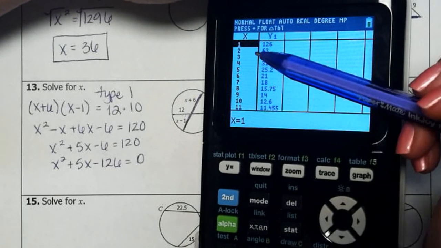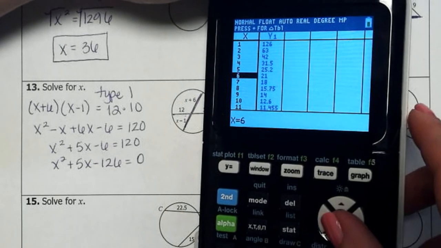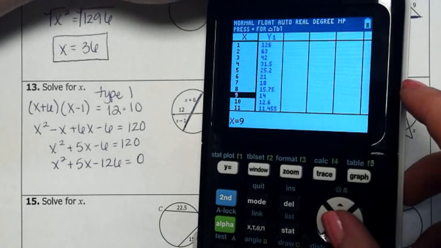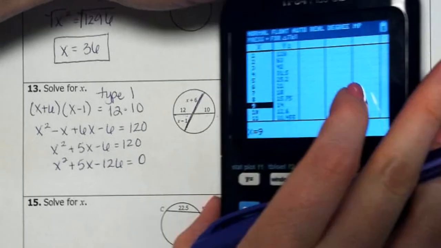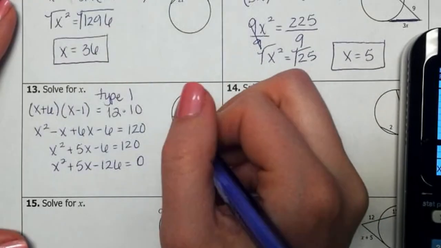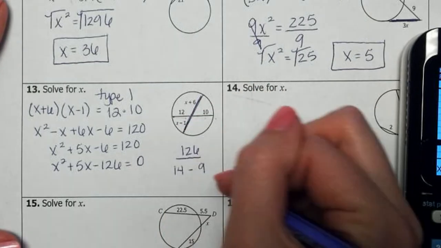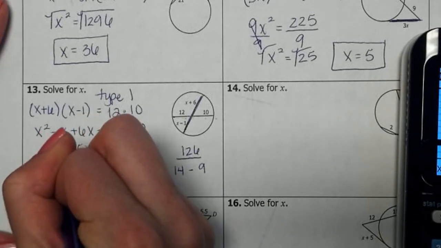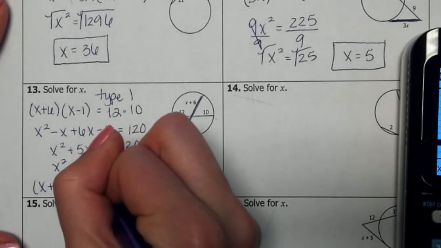2 and 63 will not. 3 and 42 will not. 6 and 21 will not. 7 and 18 will not. But what about 9 and 14? Will they subtract to give me 5? They should. So the factors of 126 that subtract to give you 5 should be 14 minus 9. Those are the two factors. So your first factor should be x plus 14. Your second factor should be x minus 9, and those should still equal 0.